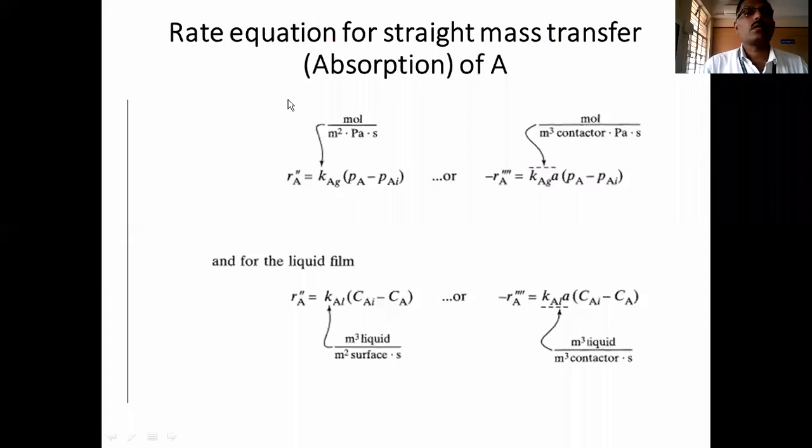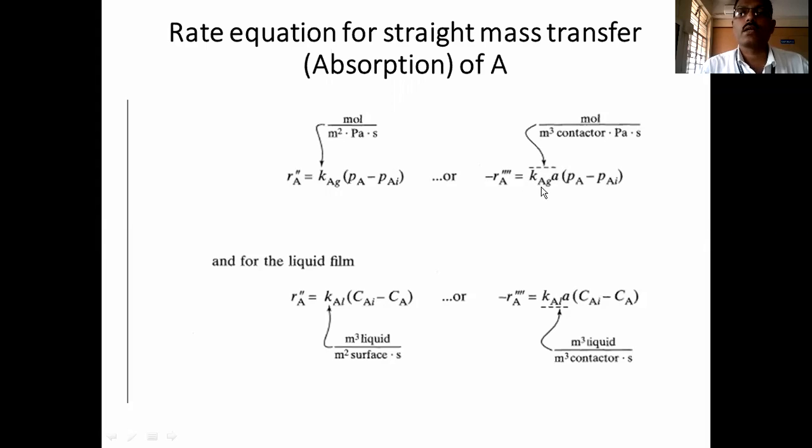The rate equation is minus rA equal to kAg into (pA minus pAi). Here kAg is the mass transfer coefficient of A in the gas film, in this equation in mole per meter square per Pascal per second. Mole is whatever moles are diffused, meter square is the cross-sectional area of the column, and then partial pressure per time.